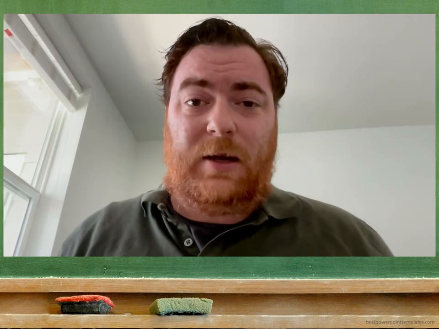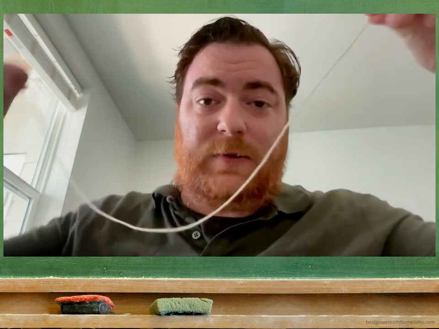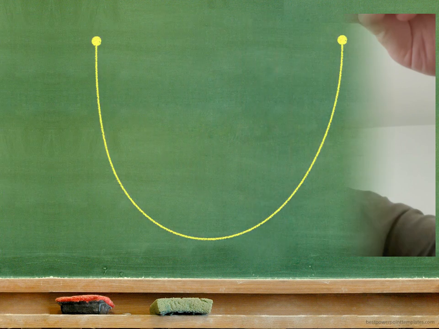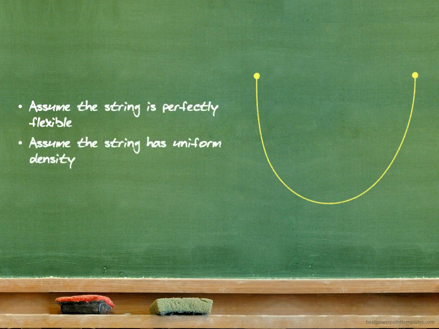What shape do you get when you take an ordinary piece of string and hang it between your fingers, like so? Let's draw a rough approximation of the string and clear off the blackboard. We'll need to make some idealized assumptions about the string. First, that it's perfectly flexible, and second, that it has uniform density throughout.